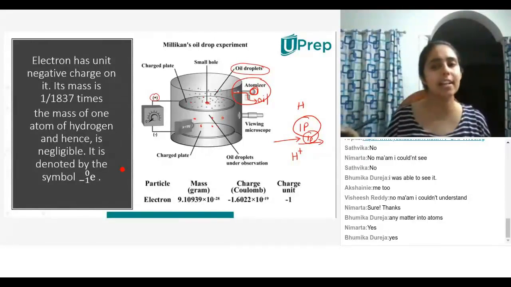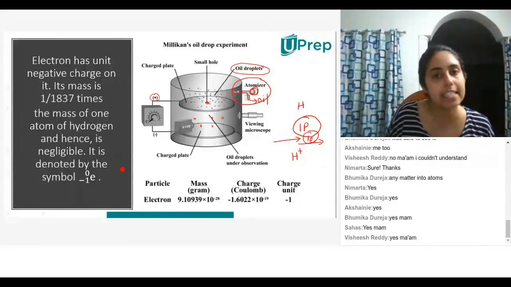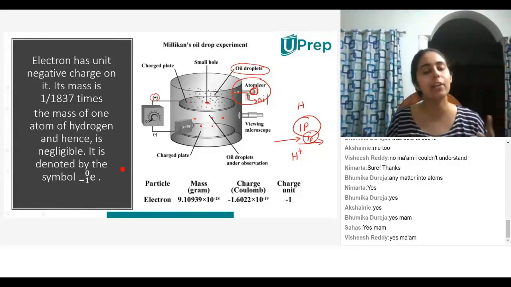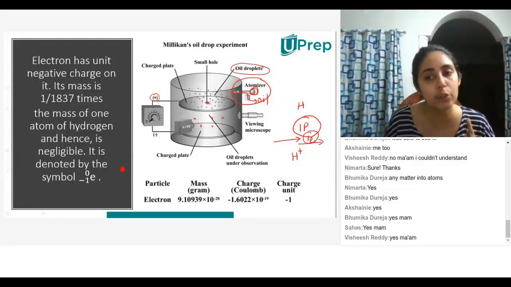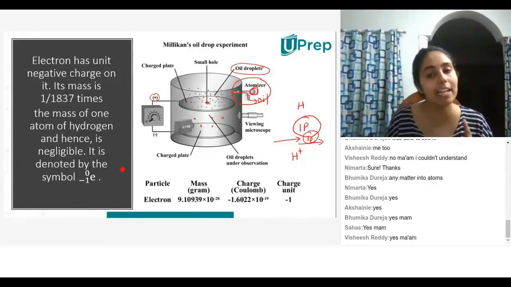Did you guys understand this? So they were able to find out the mass and charge. Now if you look over here, it says the electron has a unit negative charge on it. When I say unit negative charge, that means I'm going to assume that one electron means 1 unit of negative charge. So whenever I write charge unit, I will say -1.